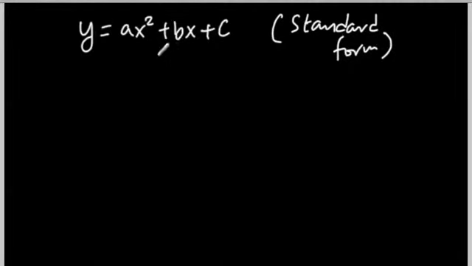Alright, and what we learned from here was that a is the vertical stretch. I'm just going to write VS for vertical stretch. And c was the y-intercept.